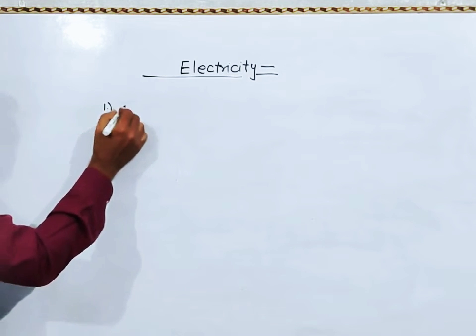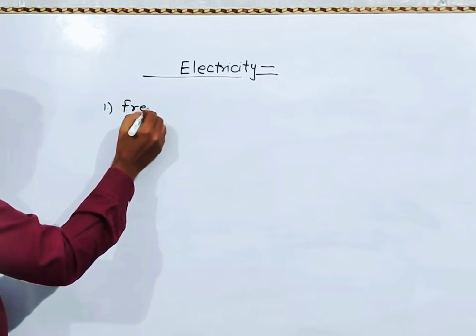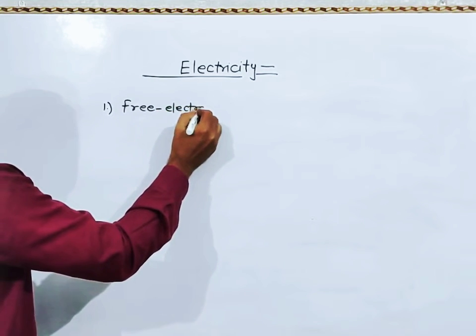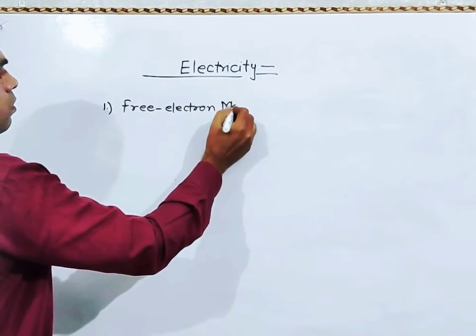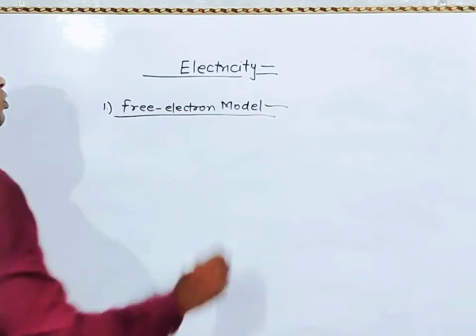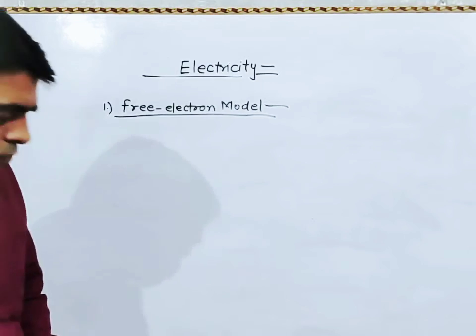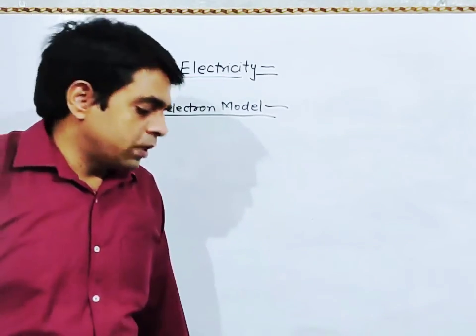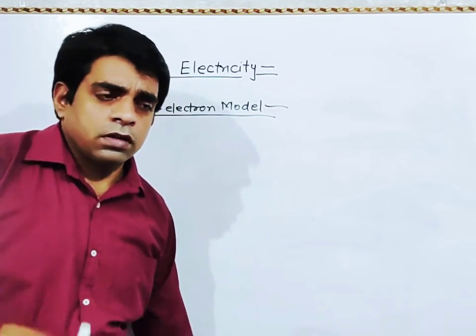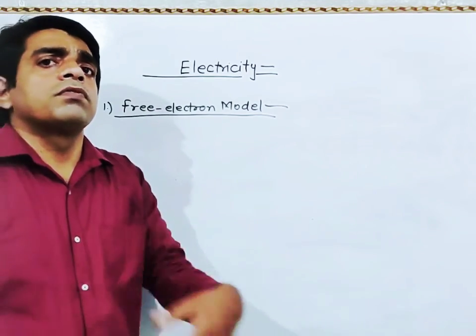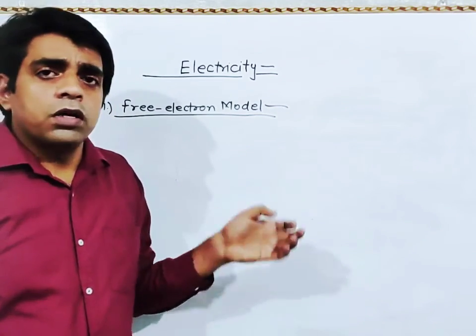तो what is the free electron model. So here we are going to define the free electron model. So in the free electron model, basically we know that atoms, conductors क्या होते हैं, elements क्या होते हैं. In the case of a conductor, there are a number of free electrons present in their outermost orbit.